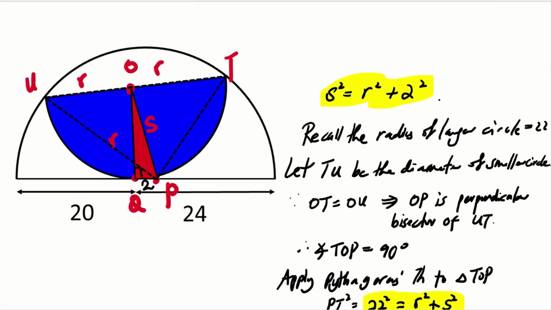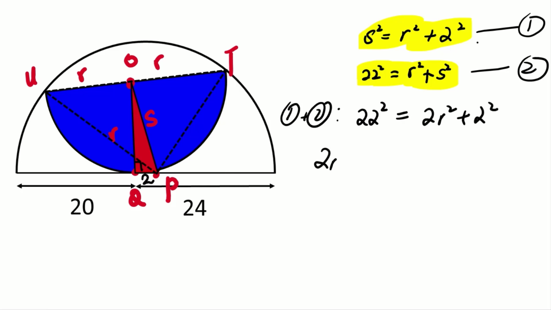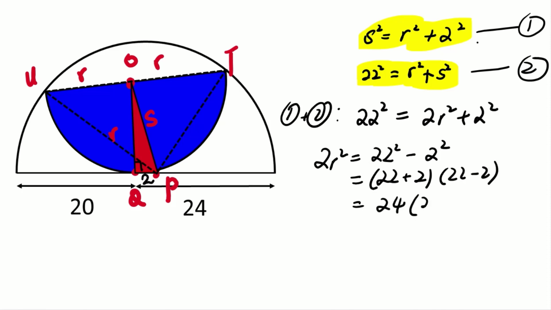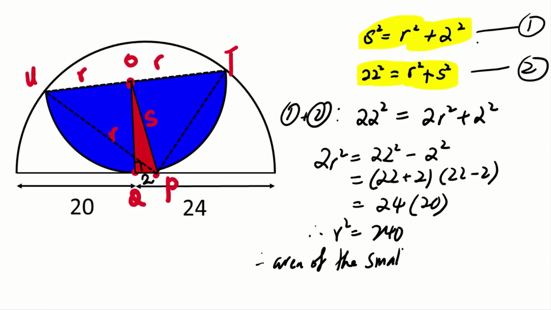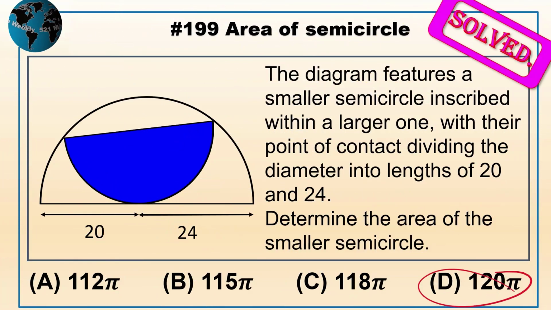Combining these two key equations, we find 22 squared is 2R squared plus 2 squared, leading us to conclude R squared equals 240. Consequently, the area of the smaller semicircle is pi r squared over 2, which is 120 pi, making the correct answer D, 120 pi.